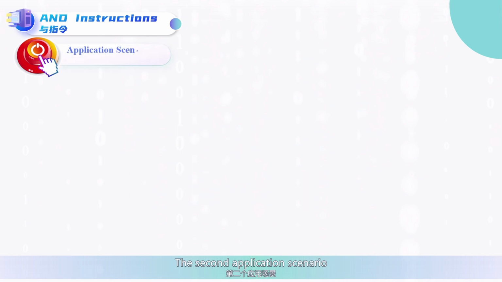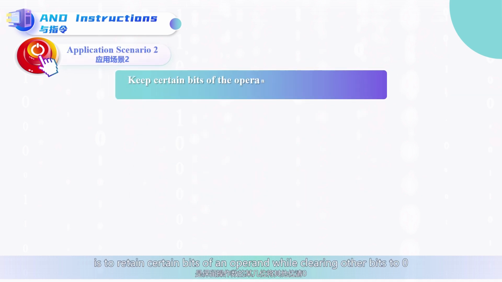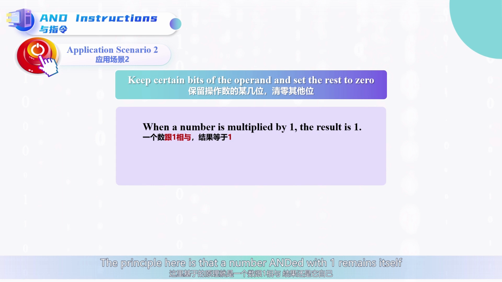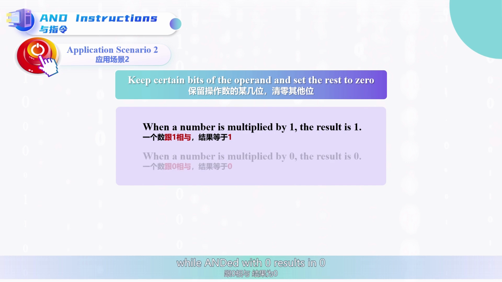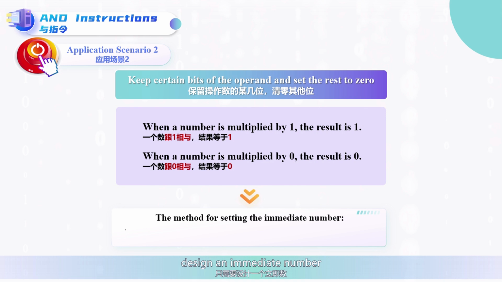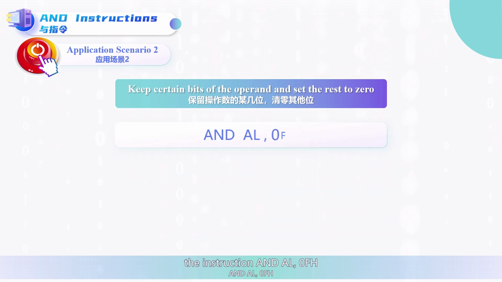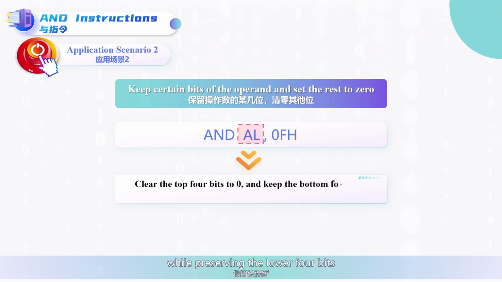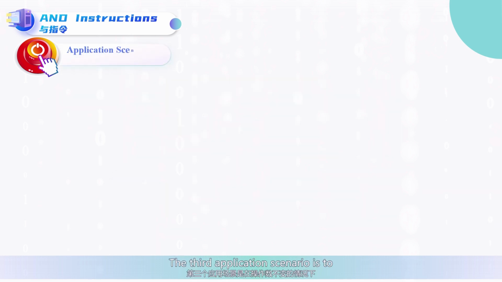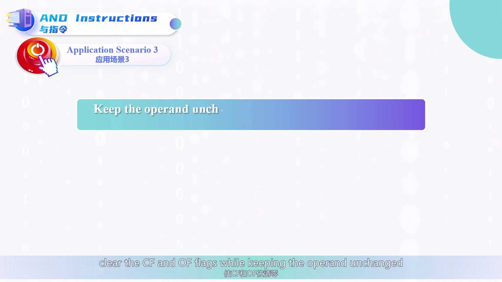The second application scenario is to retain certain bits of an operand while clearing other bits to 0. The principle here is that a number ANDed with 1 remains itself, while ANDed with 0 results in 0. Thus, in this scenario, design an immediate number with zeros in the bits to be cleared and ones in the bits to be retained. For example, the instruction AND AL,0FH clears the upper 4 bits of AL, while preserving the lower 4 bits. The third application scenario is to clear the CF and OF flags, while keeping the operand unchanged.